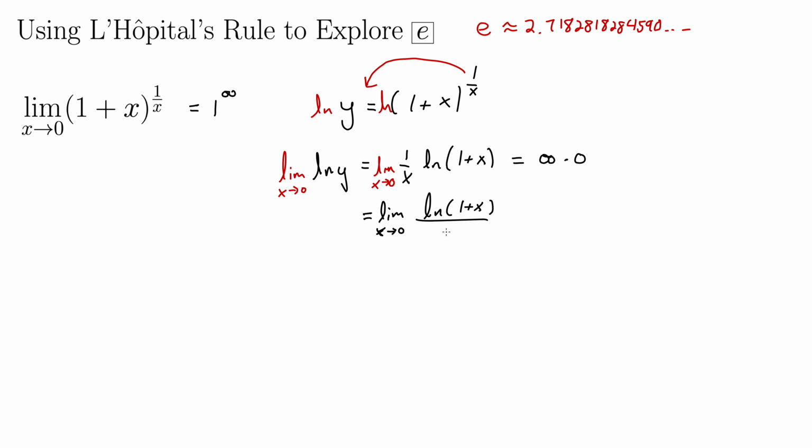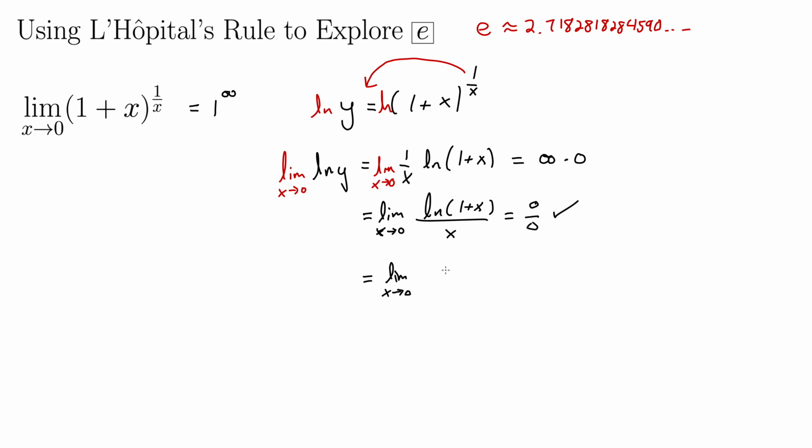Look, we can rewrite this as natural log 1 plus x all over x, and now when we evaluate it, we very quickly get 0 over 0. Check. Still indeterminate, but at least now we're in the form that we can use L'Hopital's rule. Okay, L'Hopital's rule tells us then to take the derivative of the top and the derivative of the bottom.